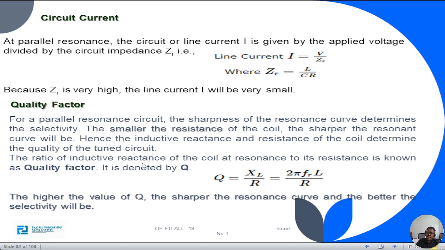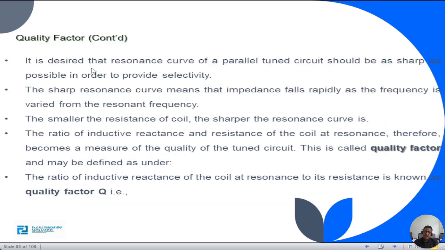So the ratio of inductive reactance of the coil at resonance to its resistance is known as quality factor. So XL over R. The higher the value of quality, the sharper the resonance curve and the better the selectivity will be. So quality factor goes with the selectivity.